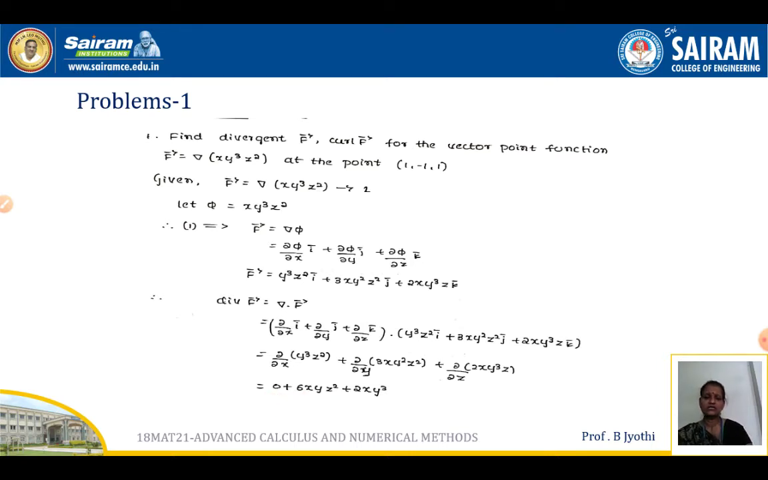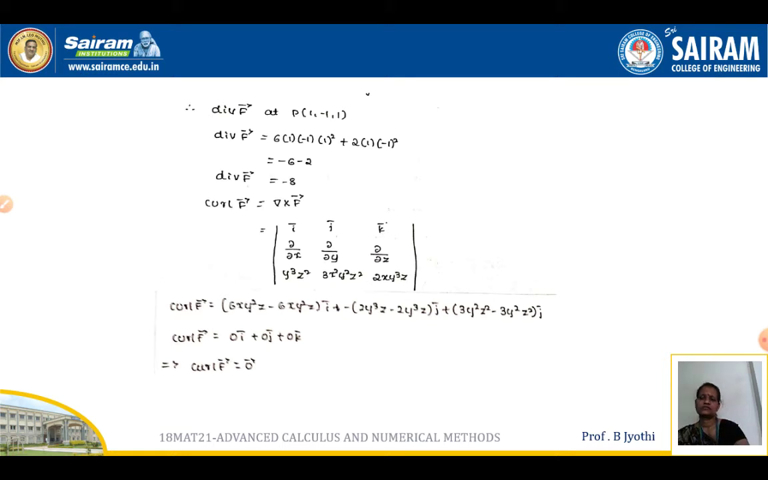Coming to the curl of f. But here we need to find out what is the divergence of f at the point 1, minus 1 and 1. Therefore, substituting x is equal to 1, y is equal to minus 1 and z is equal to 1. On simplification, we are getting divergence of f is equal to minus 8. Next, let's go to the curl of f.